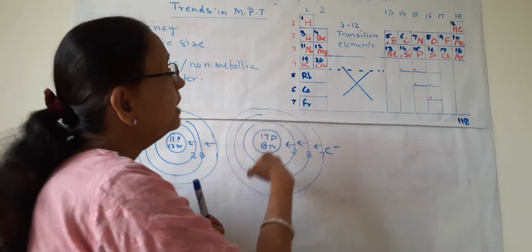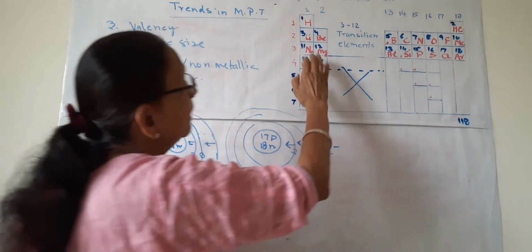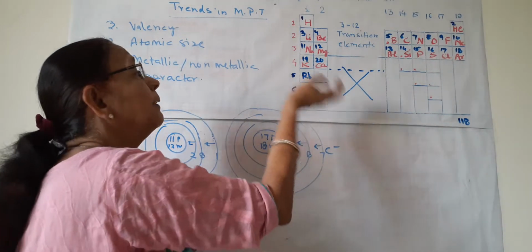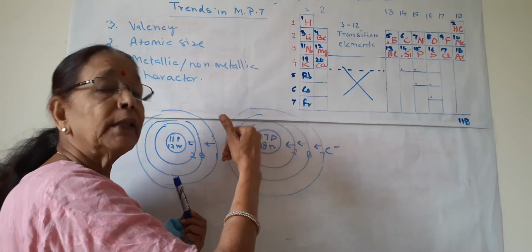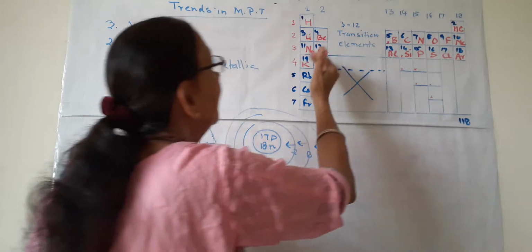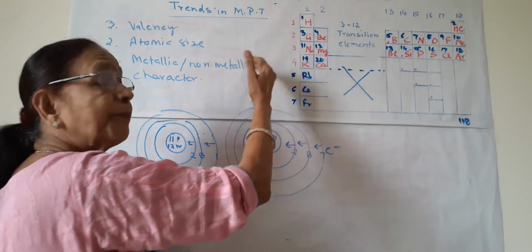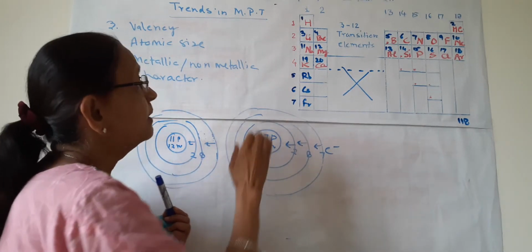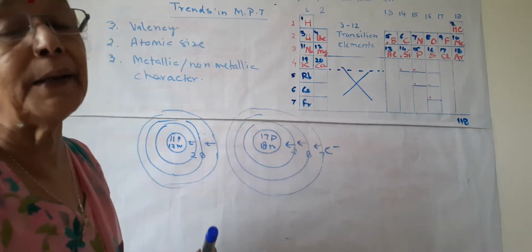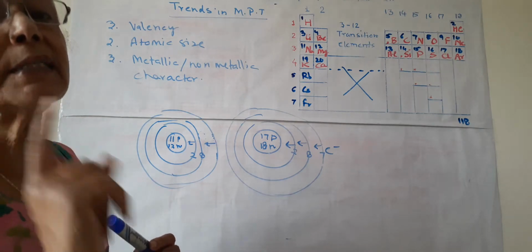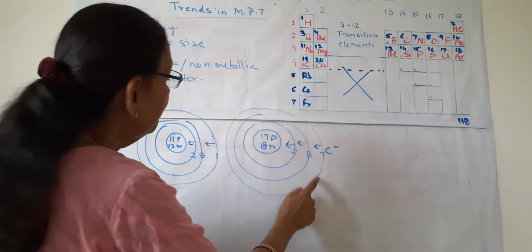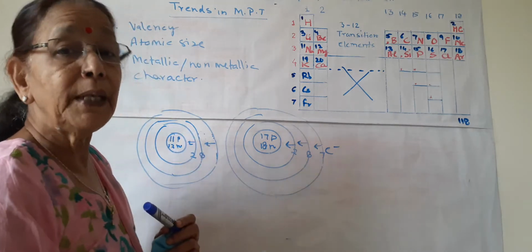As the nuclear charge increases, the nuclear charge on the right hand side is more than the left hand side. So the atomic size is less on the right hand side and atoms are bigger on the left hand side. Or we can say, as we go from left to right, the size of the atom decreases in a single period. The period should be the same so that the same number of shells is there.